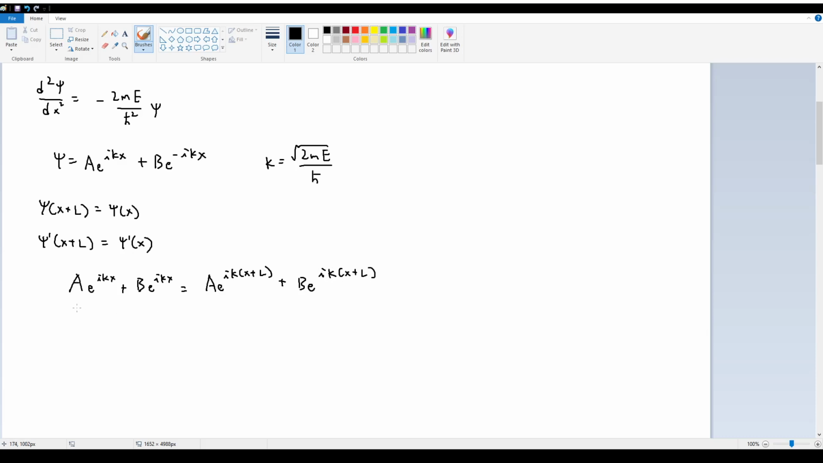And then we have the second condition for the derivative, which is going to be ik times A e to the ikx minus B e to the negative ikx. And you know what? This top term is supposed to be a negative. My apologies. And this is going to equal ik times A e to the ik of x plus L minus B e to the negative ik of x plus L.